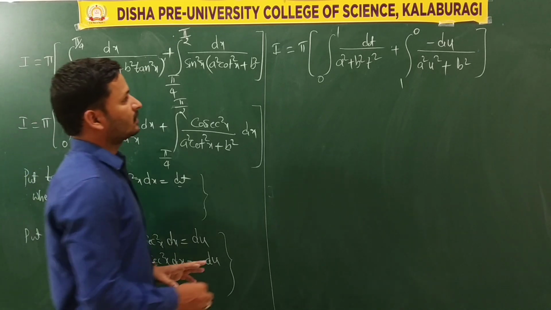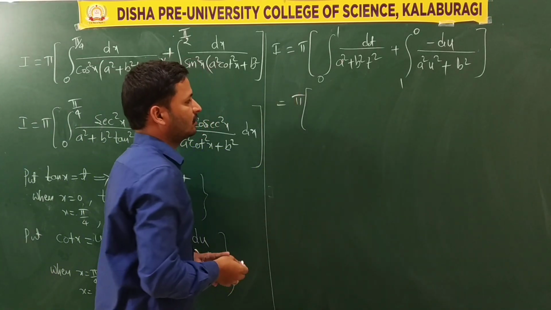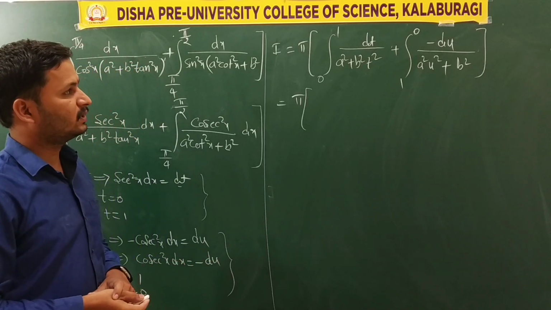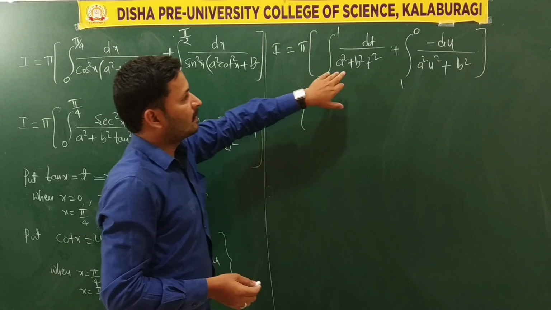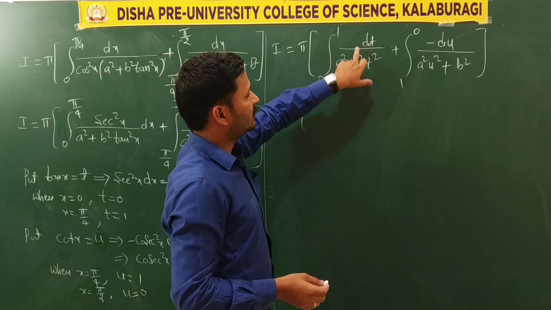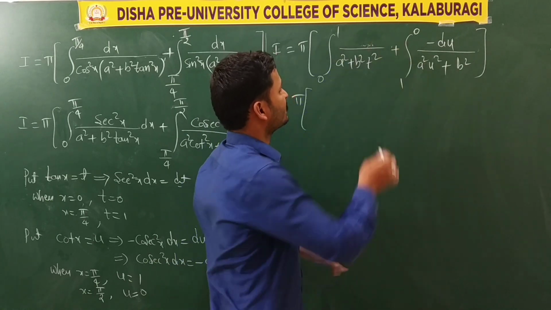Now see, pi times the integration from 0 to 1 of dt divided by a square plus b square into t square. In the standard format, we have dx divided by x square plus a square.